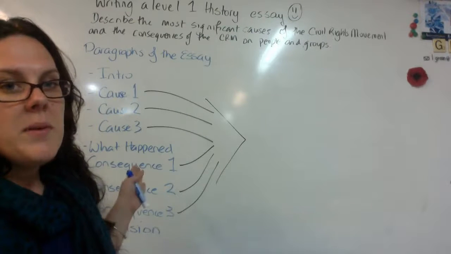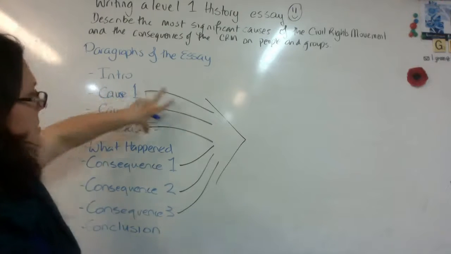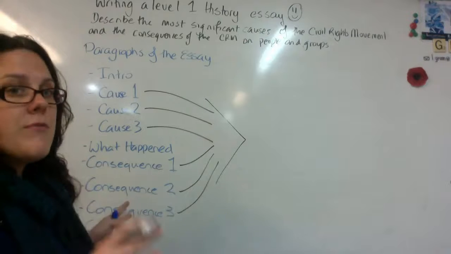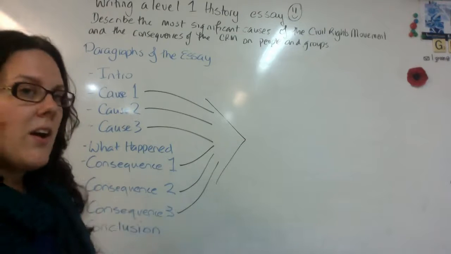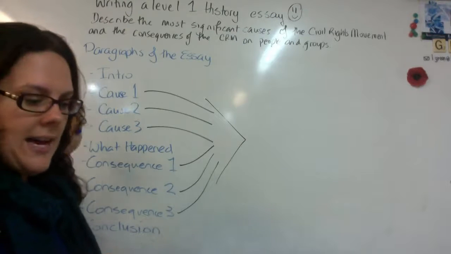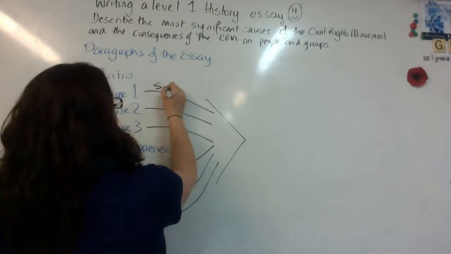Okay, so what you can see behind me is that I've now shown what's going to happen for each of our cause paragraphs and what's going to happen with our consequence paragraphs. So the first thing that you have to do in this paragraph is explain what each of these ideas are. So if you're doing, let's say, segregation as your first one, so our first one here is segregation.